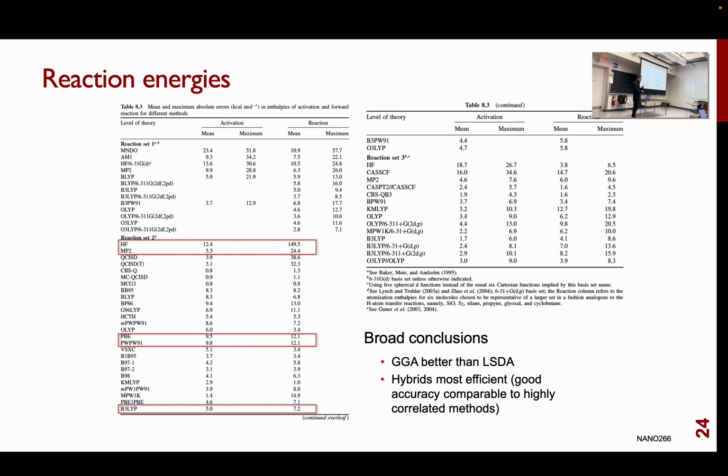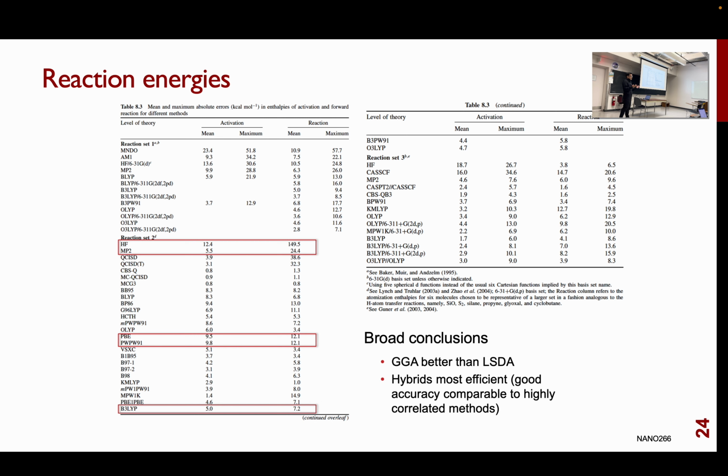MP2, which of course takes into account electron correlation to some extent, brings that down to about 24 kilocals per mole, right? And obviously you can go to more and more accurate methods, but let us look at what you get with your PBE and B3LYP functionals. The PBE functional gets an error of about 12.1 kilocals per mole. Quite good, right? And B3LYP does even better. You can actually get reaction energies to a mean absolute error of about 7.2 kilocals per mole.